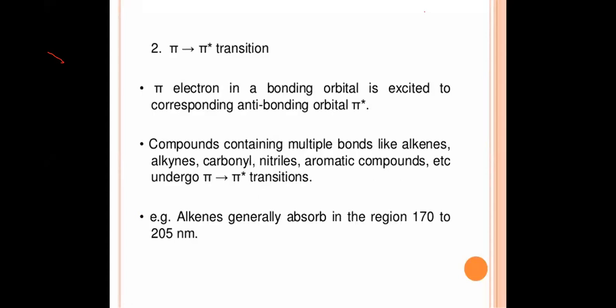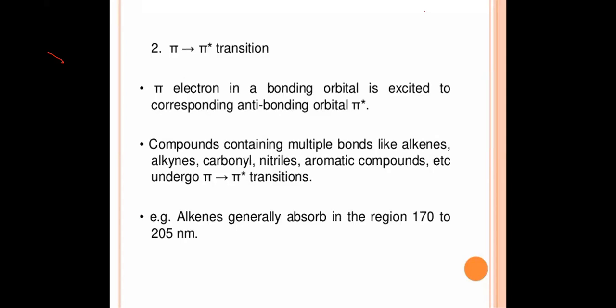As the name suggests, pi to pi star is a transition from pi bonding to pi anti-bonding, from the ground state to the next higher excited state. The pi electrons in a bonding orbital are excited to the corresponding anti-bonding pi orbital. Compounds containing multiple bonds like alkenes, alkynes, carbonyls, nitriles, and aromatic compounds, where pi electrons are involved, will show pi to pi star type of transitions.